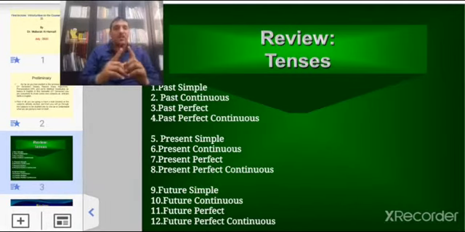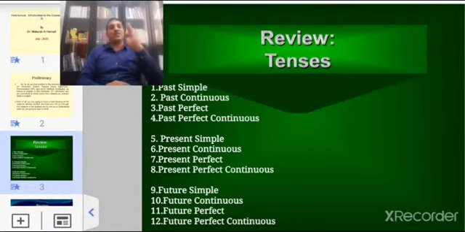So here we use it for talking about routines, daily activities, habits, and facts. Here we have more points, more steps, more cases to use present simple. Habits, like I smoke, I get up early every day, I wash my face every morning, I play football every afternoon, and so on. This is a habit or daily activity.